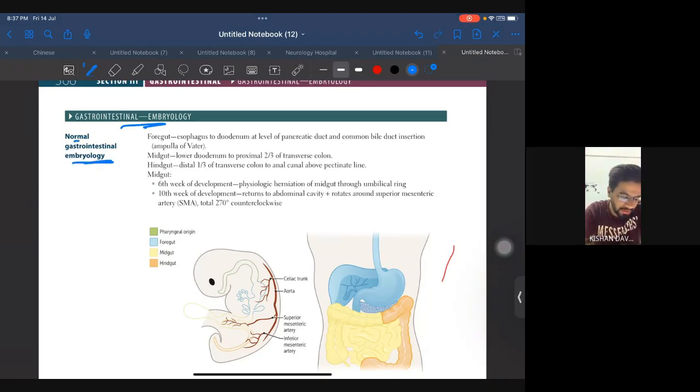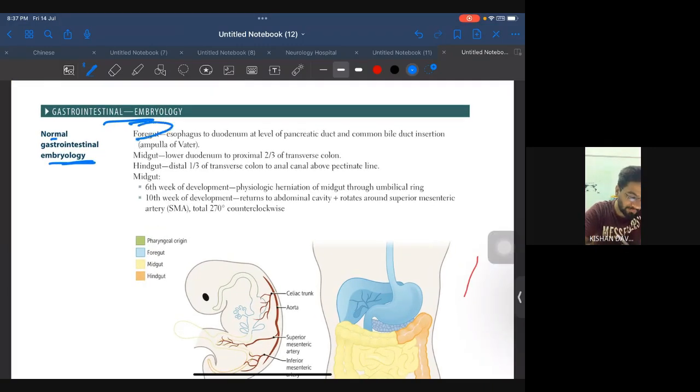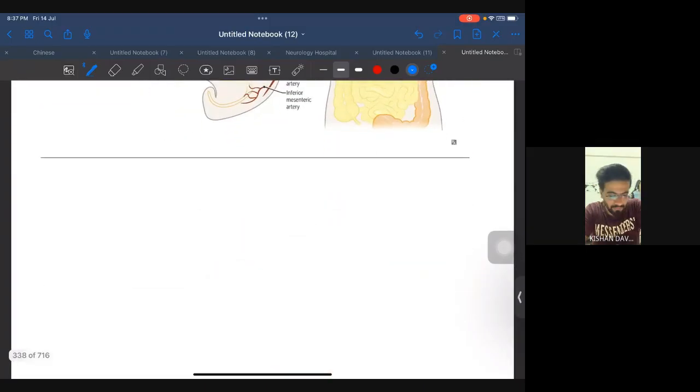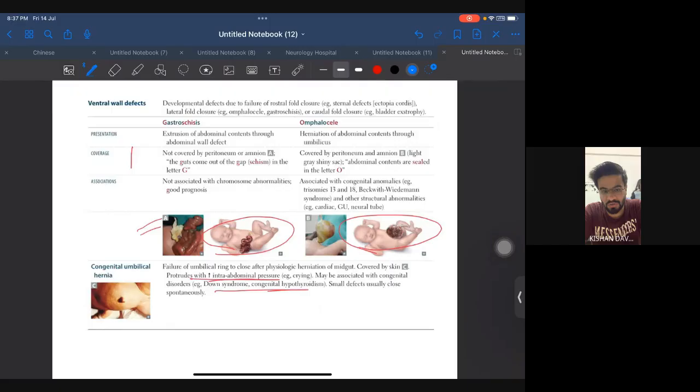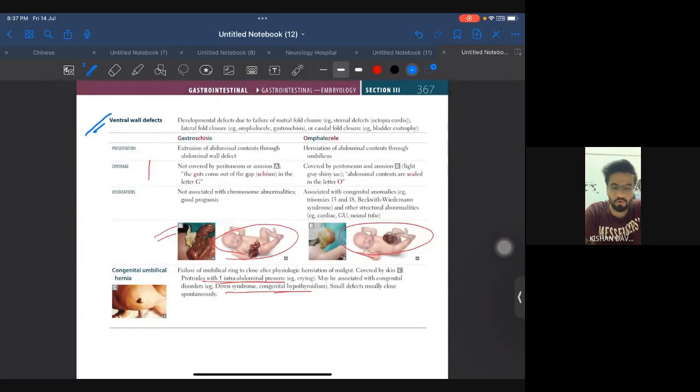Okay, so in embryology, you just have to remember foregut developed from where, midgut developed from where, hindgut developed from where. That's it. Nothing else you need to remember. They won't be asking much question regarding this. In the embryology part, what they will be focusing on is gastroschisis and omphalocele. So they will be focusing more on the ventral wall defect. Okay, so let's see what you need to remember here.